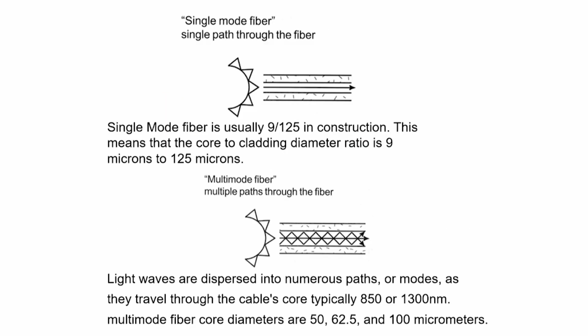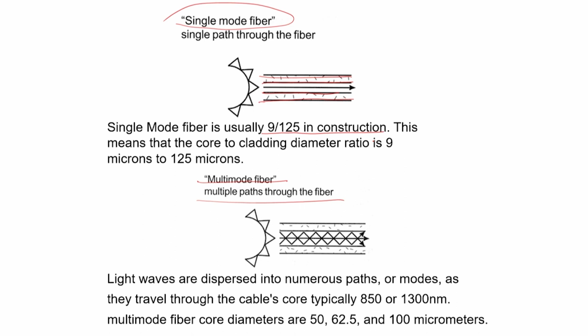Now, these optical fibers can be of different types. One is a single mode fiber, that means it allows a single path through the fiber, and another is called a multi-mode fiber, so that multiple paths are possible through the fiber. Generally, single mode fiber is 9 by 125, that means the core to cladding diameter. So, this is the core you have, and then you have the cladding. The cladding and core together, their refractive indices are matched in such a manner that total internal reflection is possible. So, the ratio is 9 micron to 125 micron, and that is for the single mode fibers.